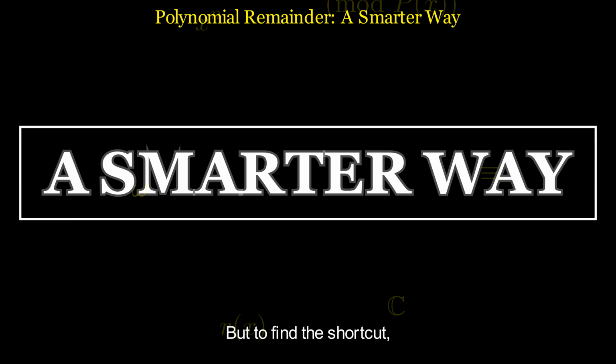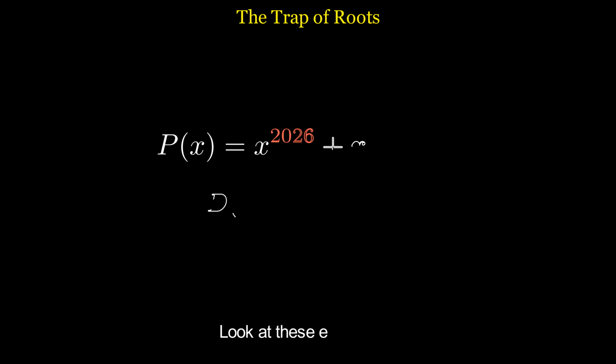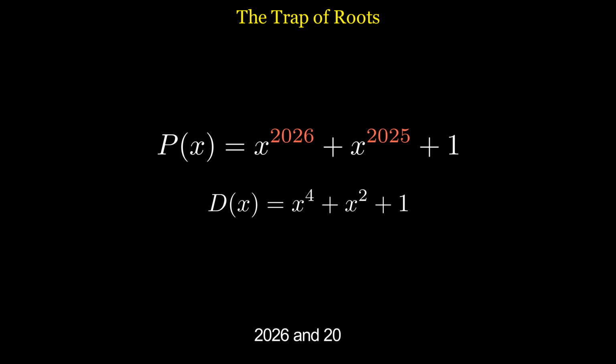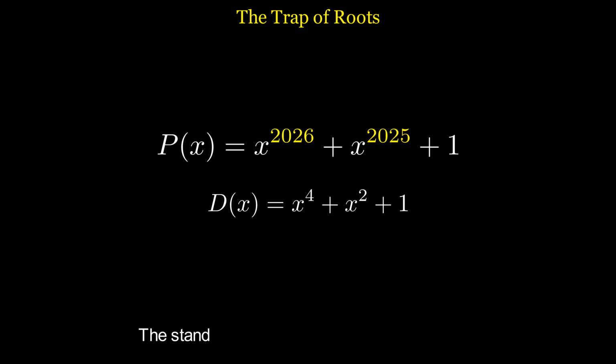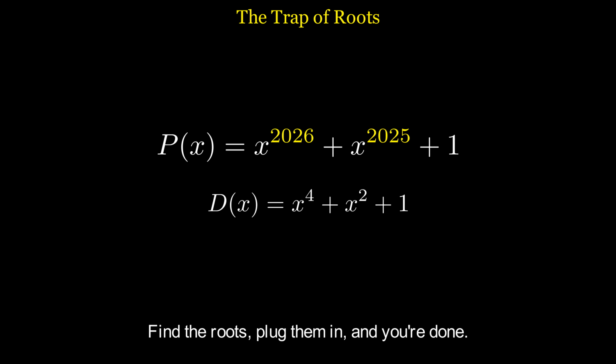But to find the shortcut, we first have to recognize the trap. Look at these exponents, 2026 and 2025. This problem is designed to look difficult. The standard move is the remainder theorem. Find the roots, plug them in, and you're done, right?